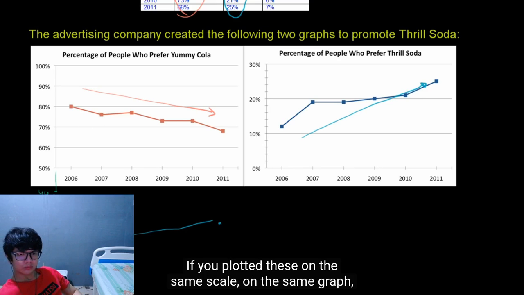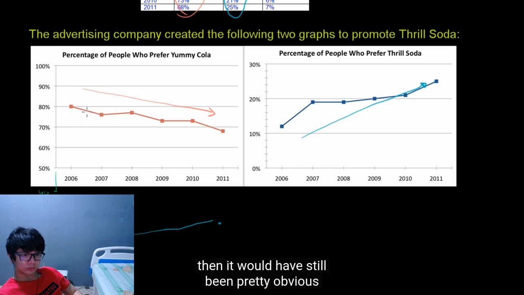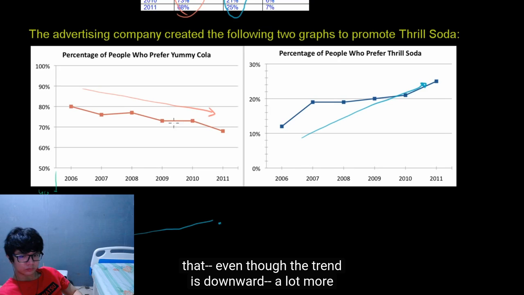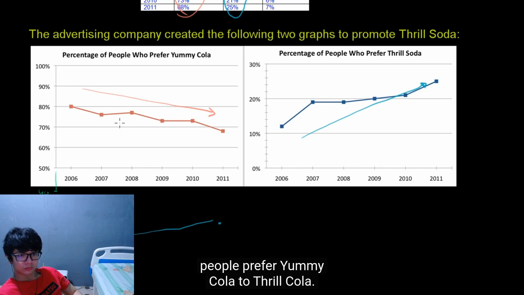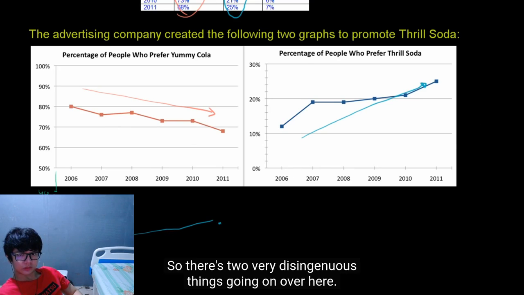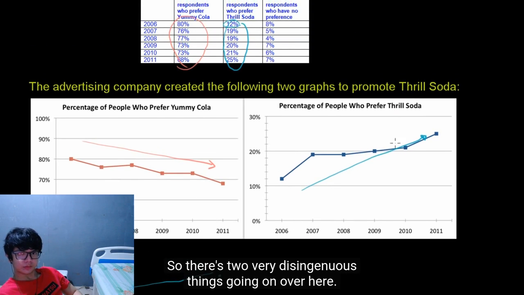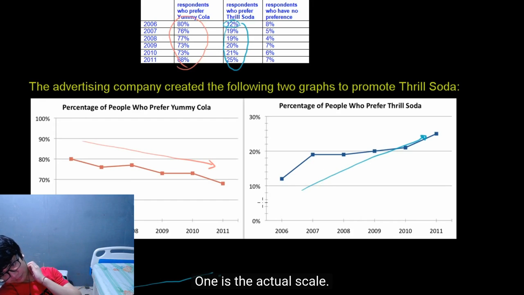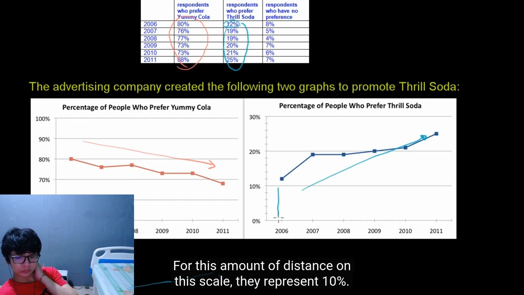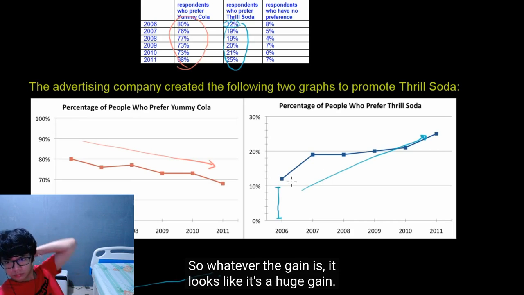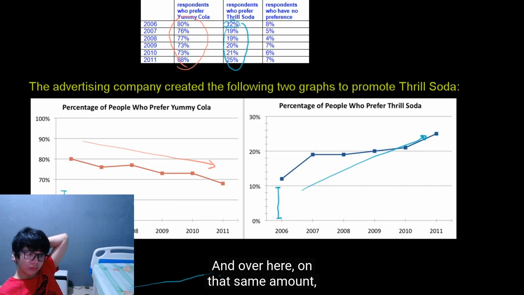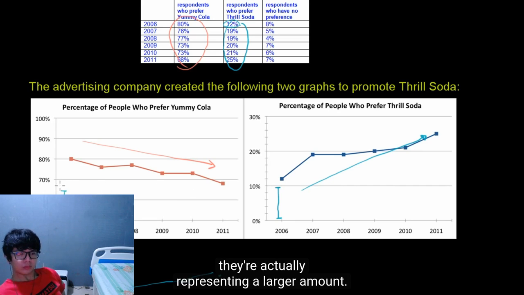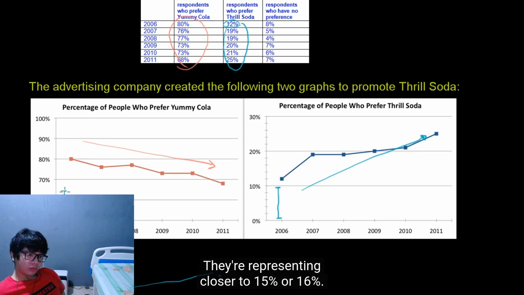If you plotted these on the same scale, on the same graph, then it would have still been pretty obvious that a lot more people, even though the trend is downward, prefer yummy cola to thrill cola. So there's two very disingenuous things going on over here. One is the actual scale. For this amount of distance on this scale, they represent 10%. So whatever the gain is, it looks like it's a huge gain. And over here, that same amount, they're actually representing a larger amount. They're representing closer to 15 or 16%.